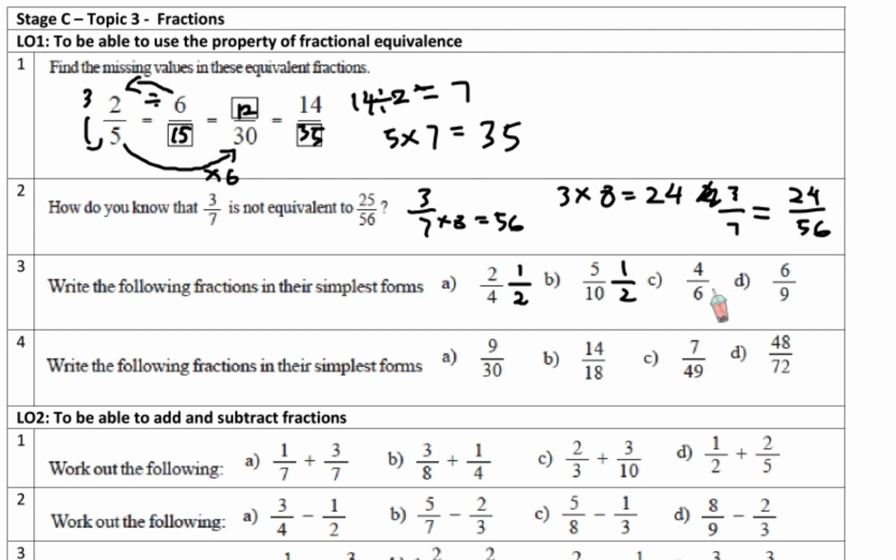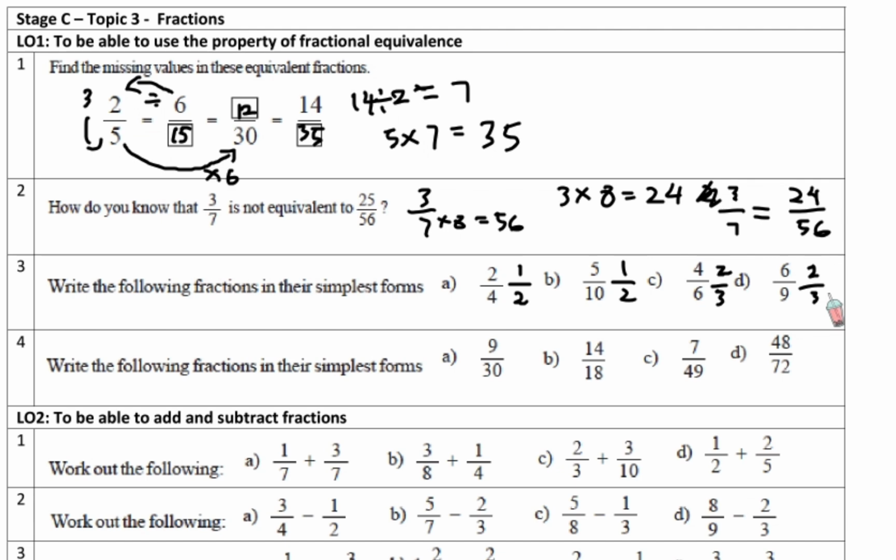For C, we can use 2 to divide these numbers, so it will be 2 over 3. And for D, we can use 3 to divide these numbers, so it would be 2 over 3.